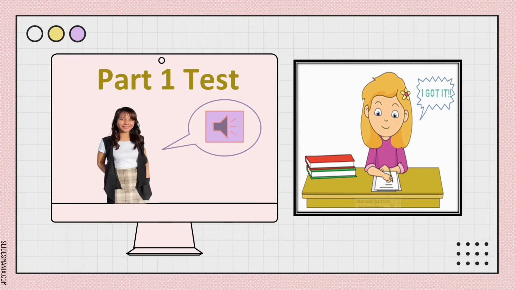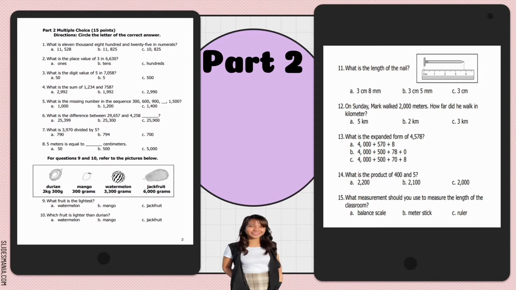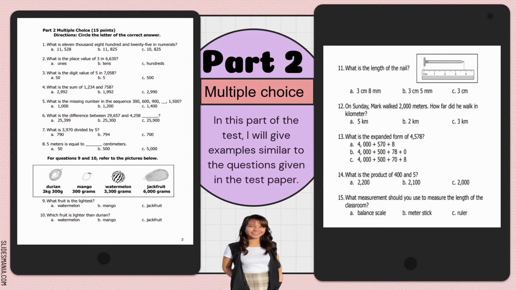Okay, so that's the part 1 test. Now let's proceed to part 2. This is the next page in your test paper. As you can see there, part 2 is a multiple choice, which means you have options. In this part of the test, I will give examples similar to the questions given in the test paper. Again, you will do the same: encircle, but this time just the letter. Encircle the correct letter.